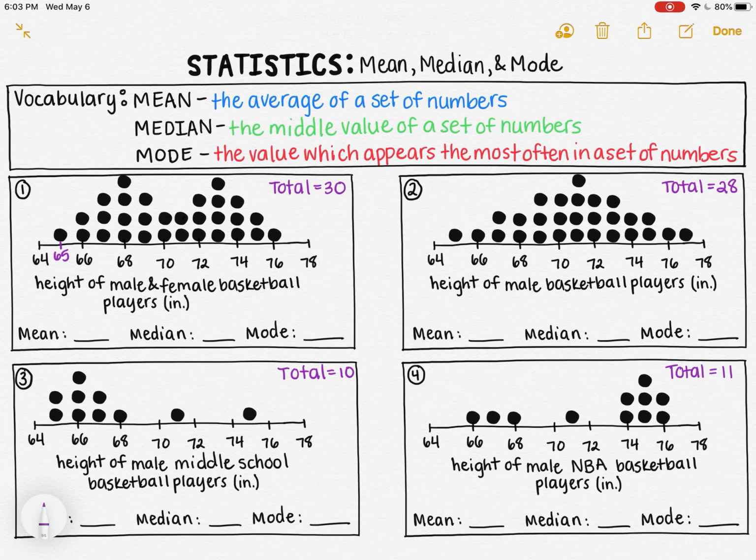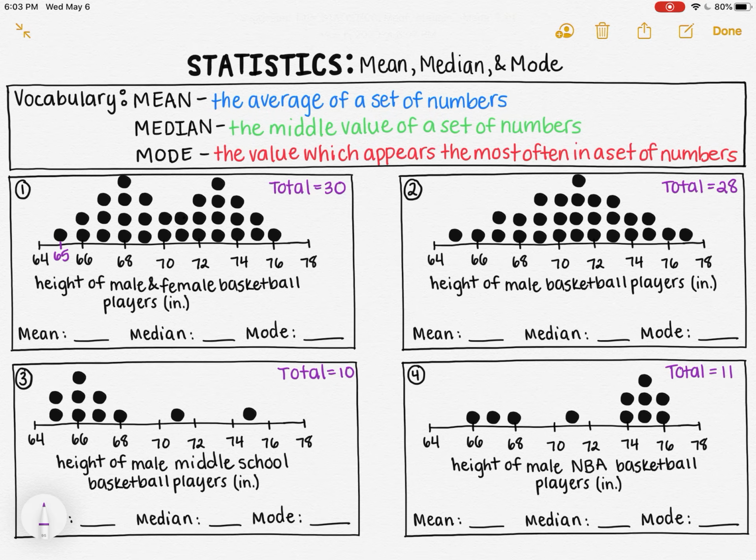The second dot plot is the height of male basketball players. So this time we're just looking at male basketball players, which would be why there's only one peak in the dot plot. The third one is the height of male middle school basketball players. It makes sense that there's more dots on the lower end or on the left side because middle schoolers are going to be much shorter, most likely, than other basketball players. And lastly, in the fourth dot plot, we're looking at the height of male NBA basketball players, which would explain why there's more dots on the right side or the higher end because these players are going to be much taller than the rest. Now let's go through and calculate the mean, median, and mode for each.